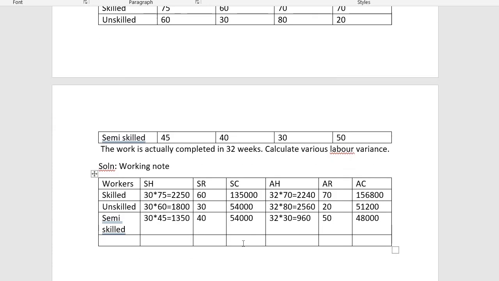So you can make a total here. Total standard cost is 2,43,000. Total actual cost is 2,56,000. So this is the assignment for you. I have done this working note, and you have to solve the problem for the different types of variances. Thank you, students.